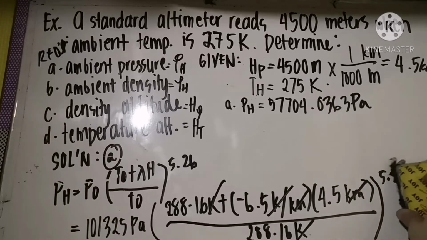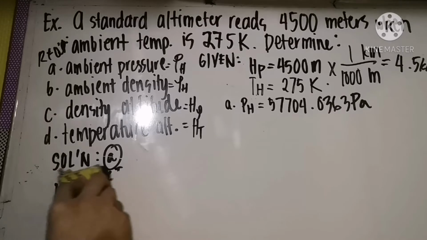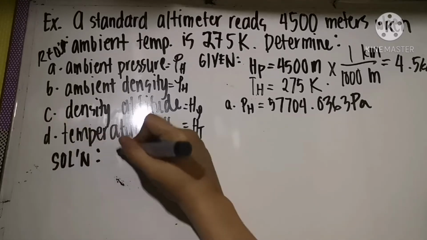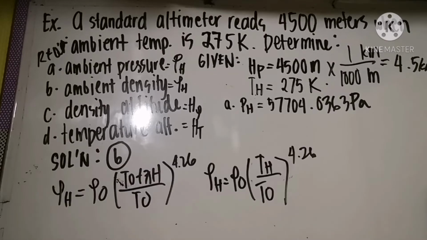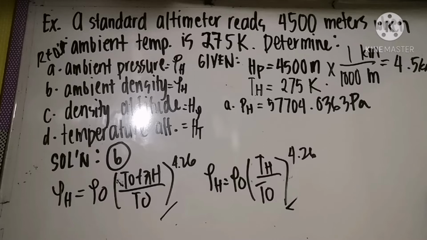So, burahin na natin muna to para makuha natin si ambient density. Next, tayo ay ρ. Let's find the ambient density. So, what will be our formula? So, is this the formula or this one? Analyze ninyo.